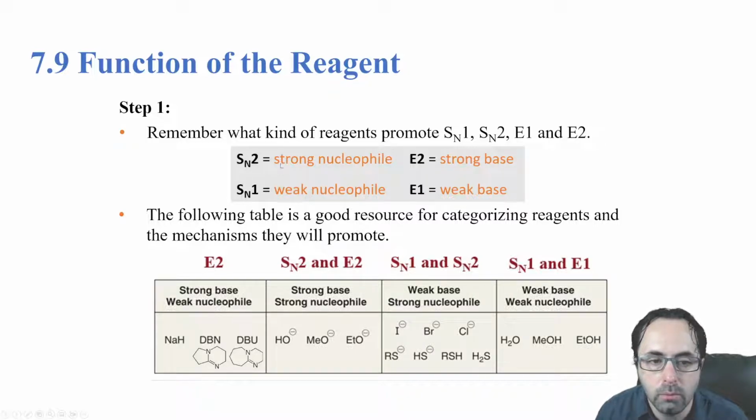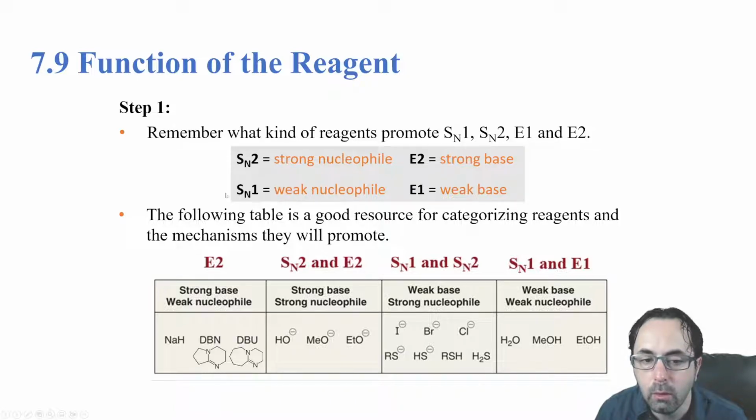So when we've covered each of these reactions independently, for a substitution, what we want is a strong nucleophile. And for an elimination, we want a strong base. And the favorable mechanisms will be the SN2 and the E2. These will dominate, as we'll see.